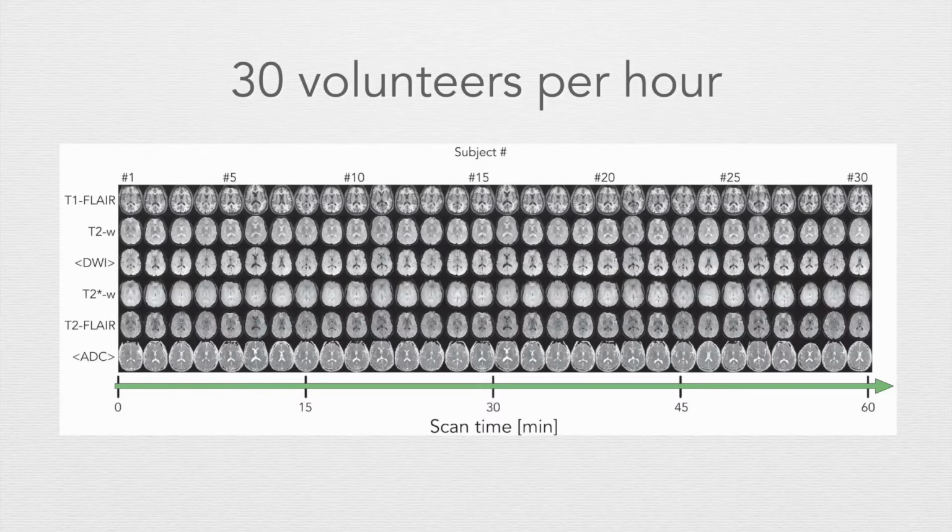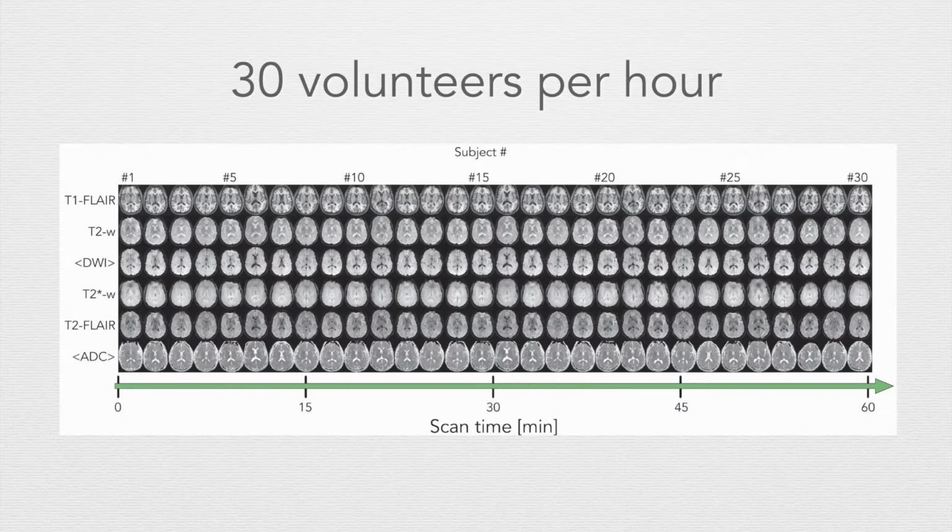But it shows you, and this is just a chart now of 30 volunteers that we were able to scan within 1 hour. You can see one slice here only, and you see all the 6 contrasts, where the last row, ADC, is the log ratio of the T2 and the DWI. But the important message here is not only that it's cool to do 30 volunteers per hour. The important thing is that you can see where the limits are.